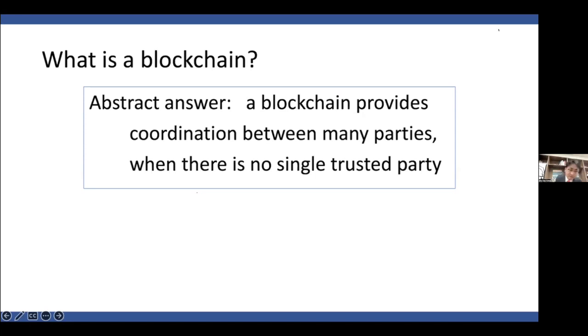So in this case, this is a high-level overview. Okay, so the abstract answer to what is blockchain is that the blockchain provides coordination between many parties.